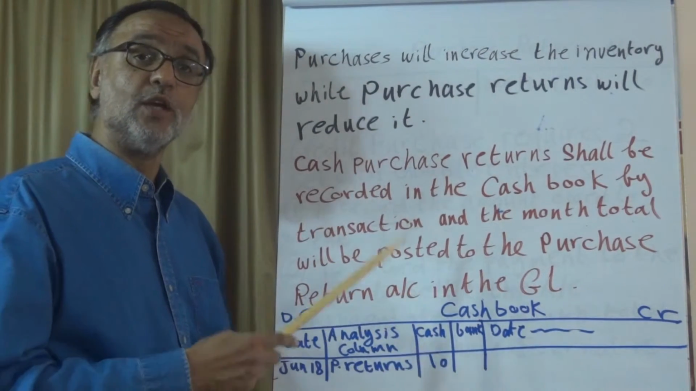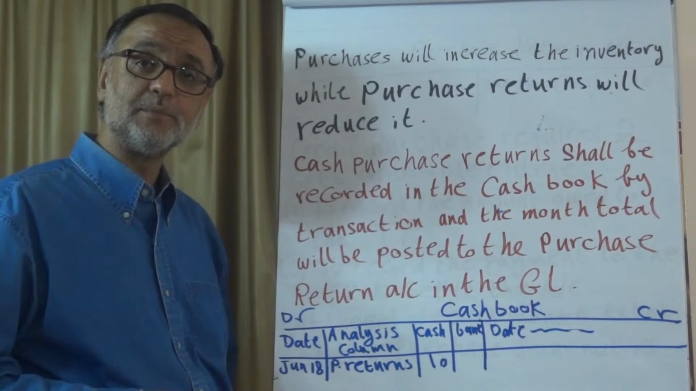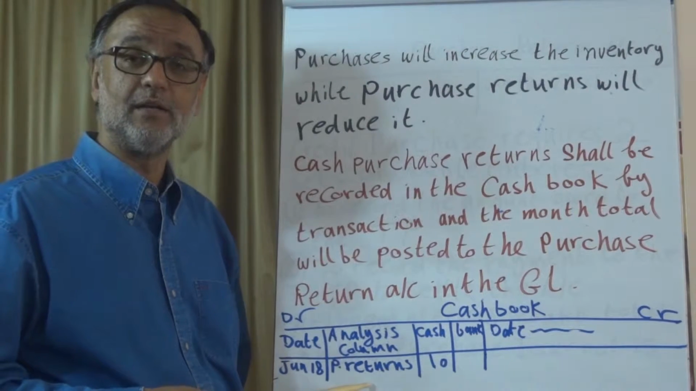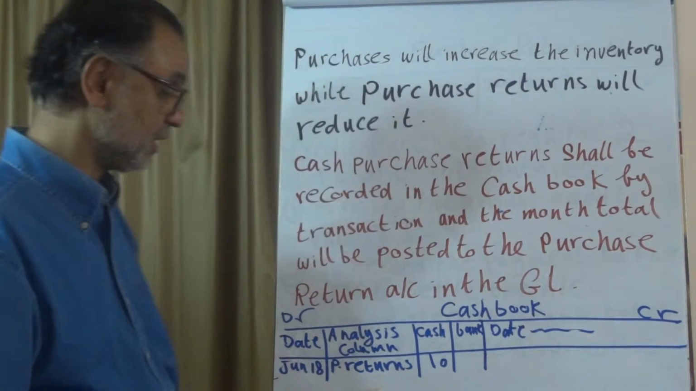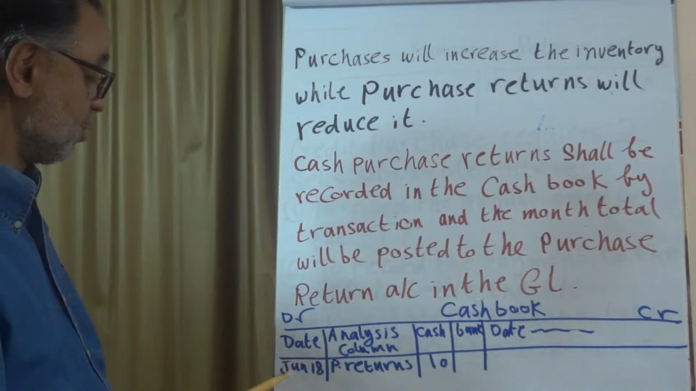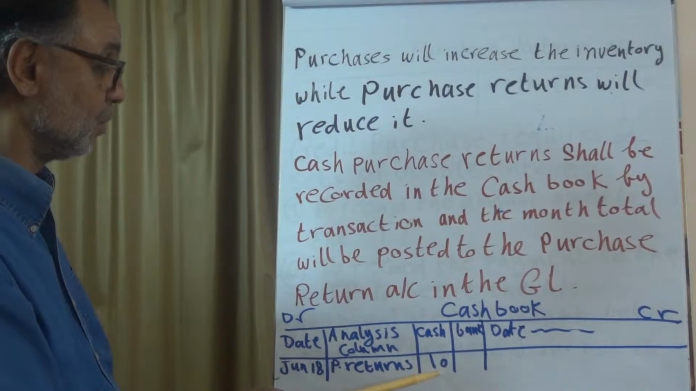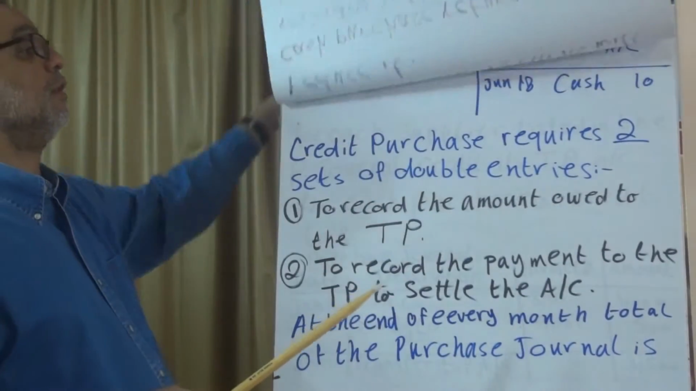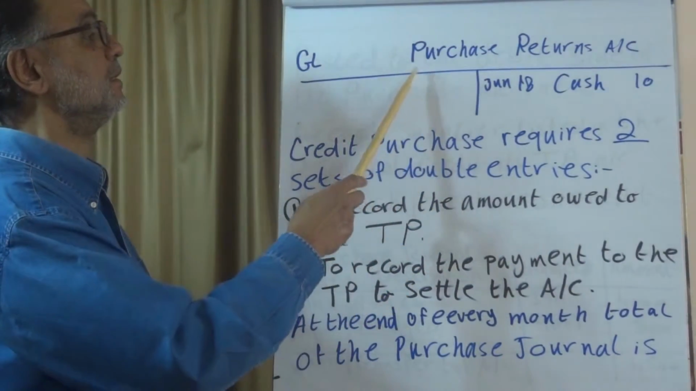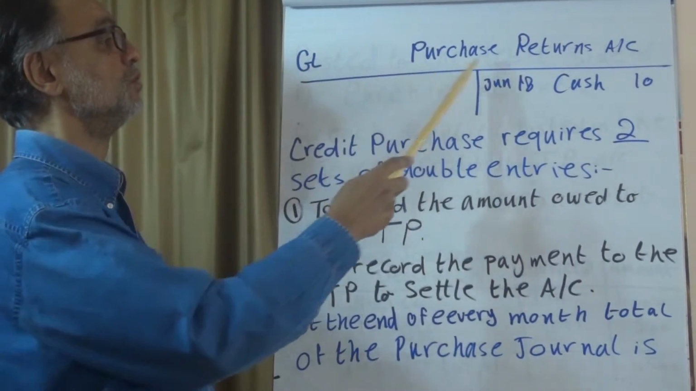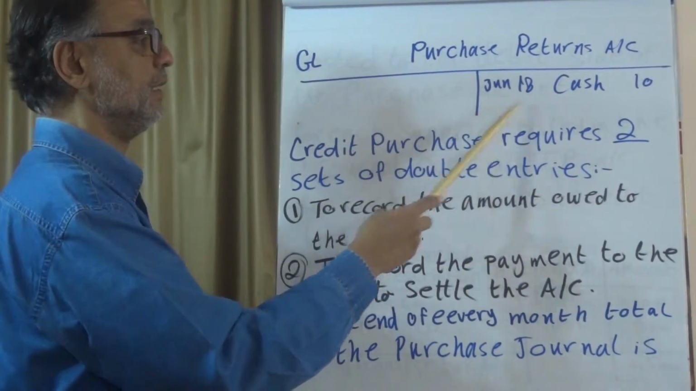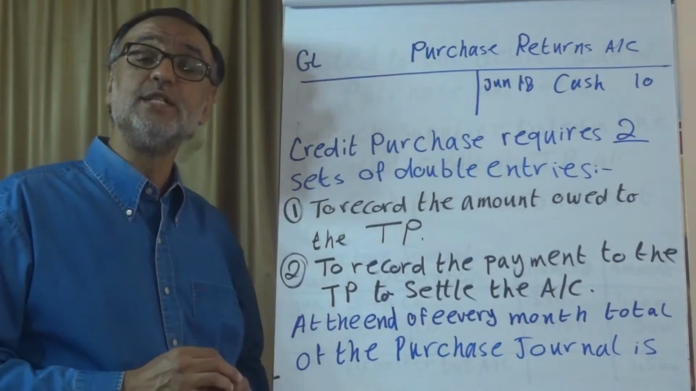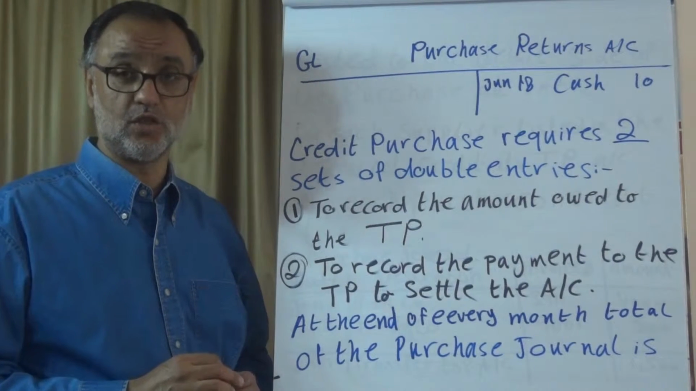Then, by the end of the month, use the analysis column total to record it in the purchase return account in the general ledger. Look at this example. We have a purchase return on June 18 of $10. At the end of the month, the total is posted to the general ledger purchase return account, June 18 cash return. Remember, we say posting because the cash book is used as journal and as ledger.